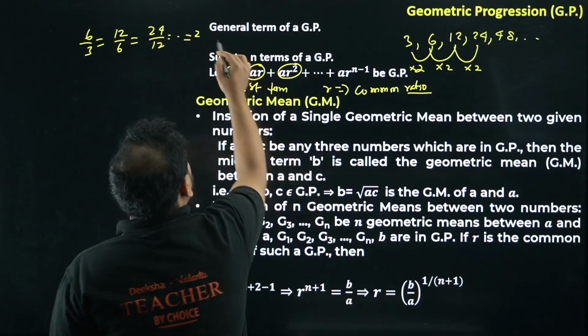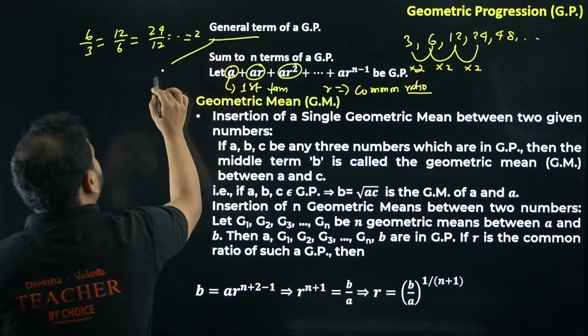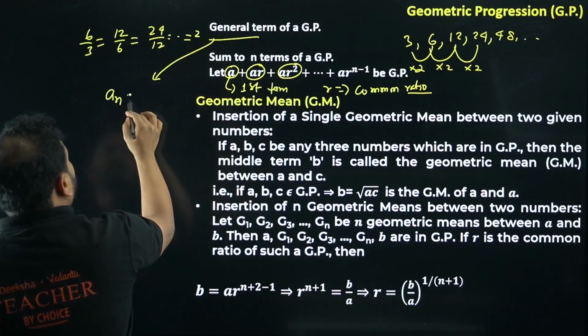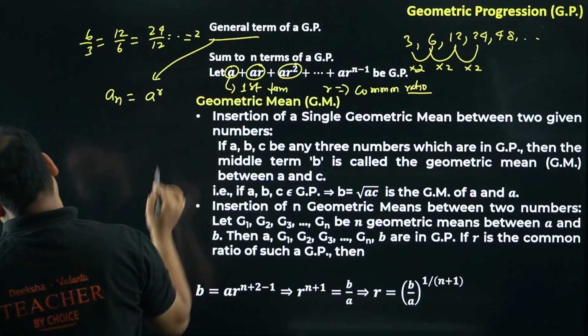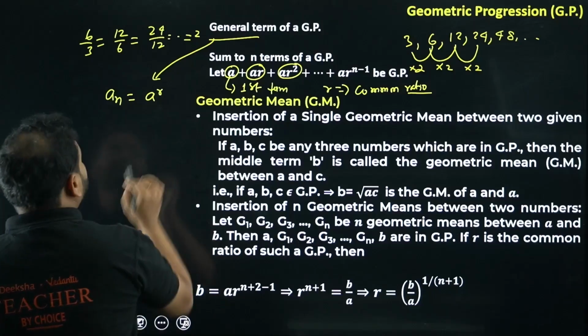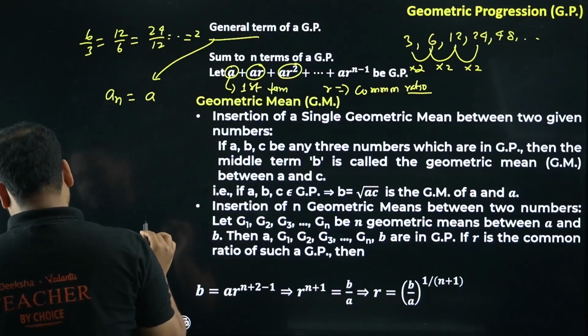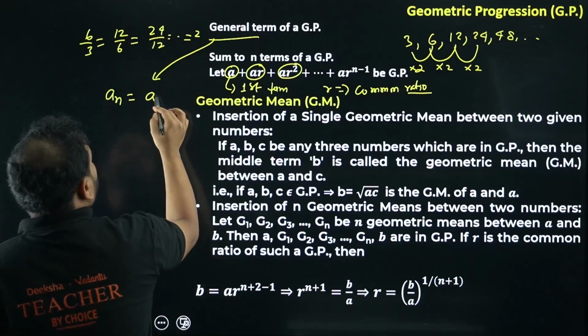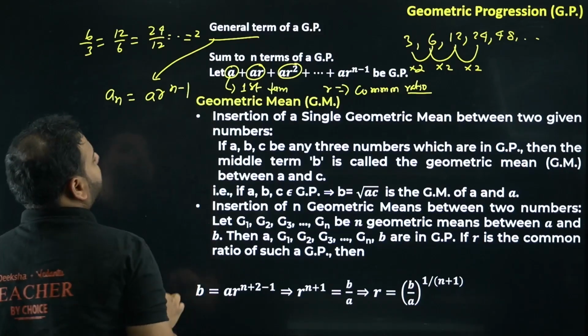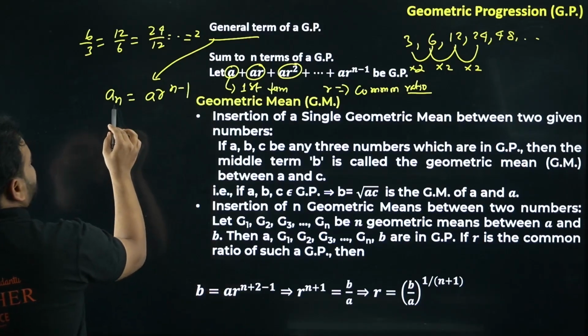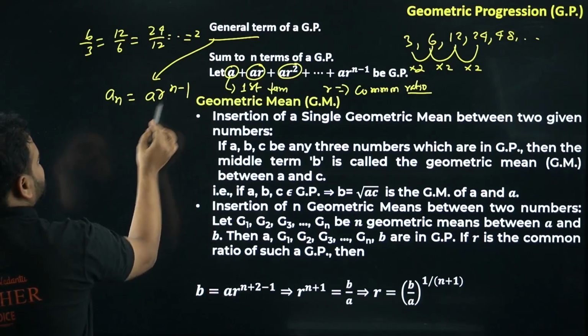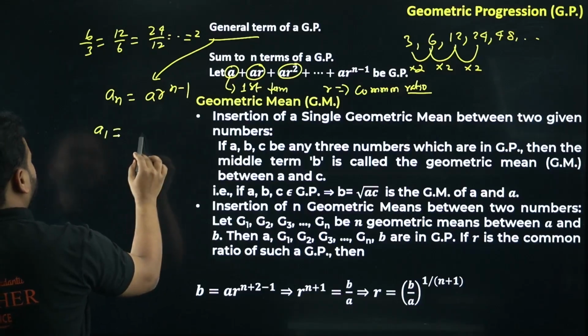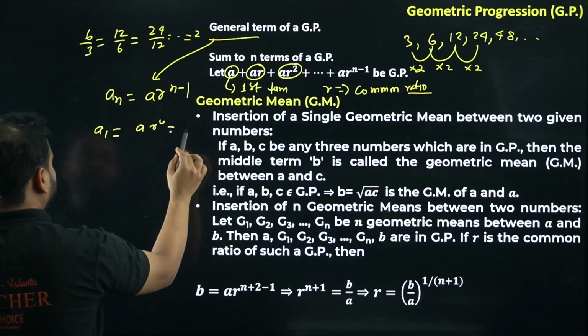And what is the general term of this GP? It will be given this way. Please check. It will become A times R power n minus 1. A times R power n minus 1. If I put n as 1, it will become A times R power 0. How much is that? Simply A.